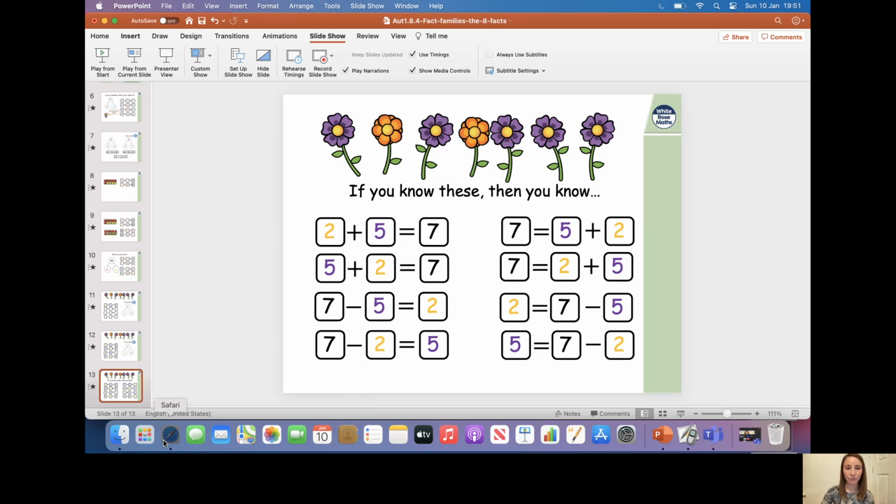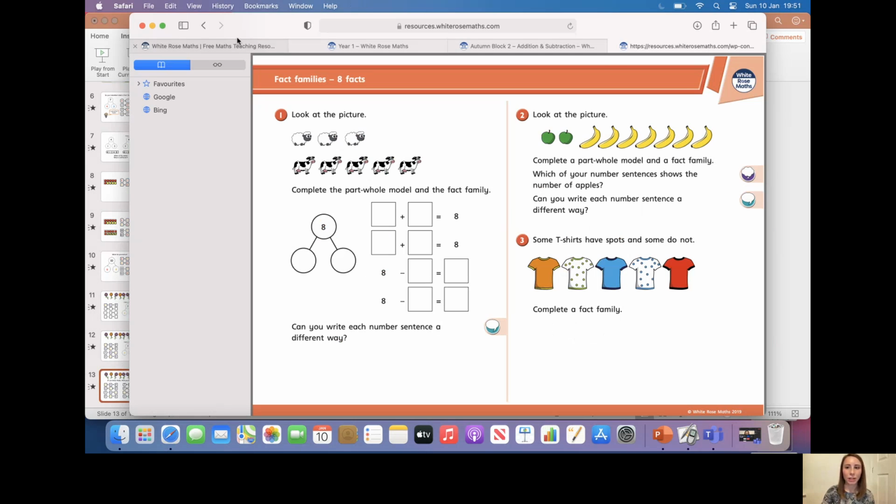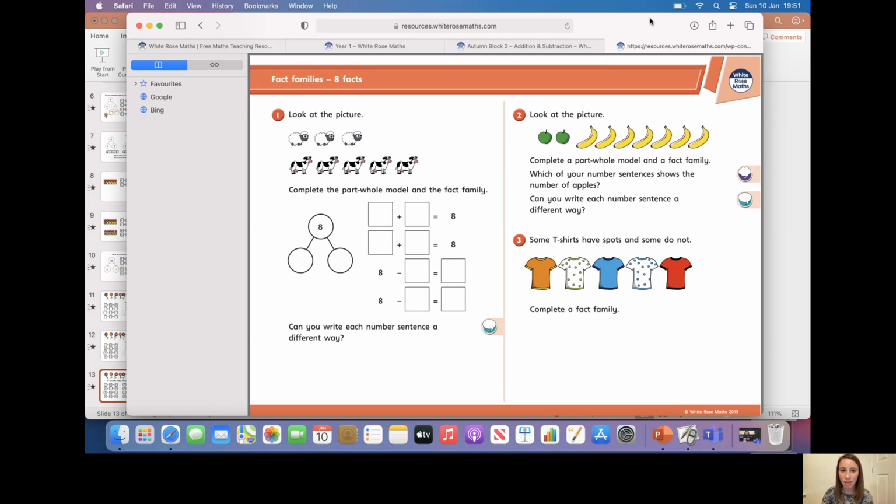Okay, so I'm going to show you now, year 1, what work you've got to do today. So you have got a sheet to complete. So your question number 1, we've got to look at the picture. So you've got 3 sheep and I wonder how many cows you have got. Complete the part whole model and fact family. So you've got 2 addition facts and then you've got 2 subtraction facts to complete.